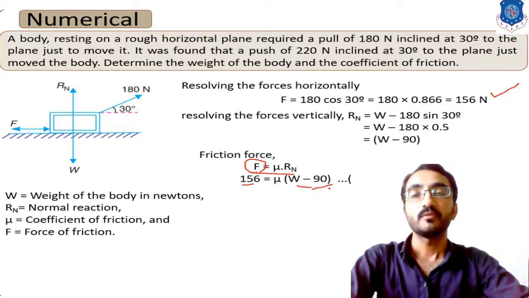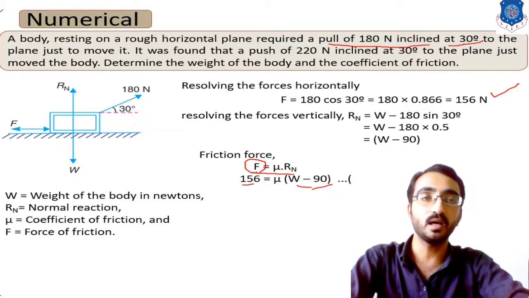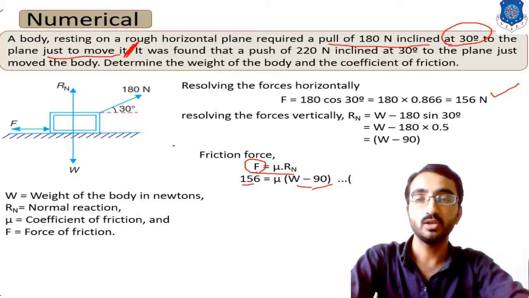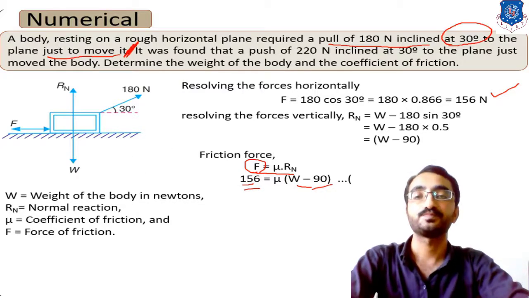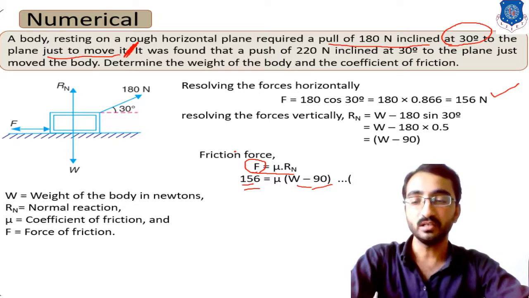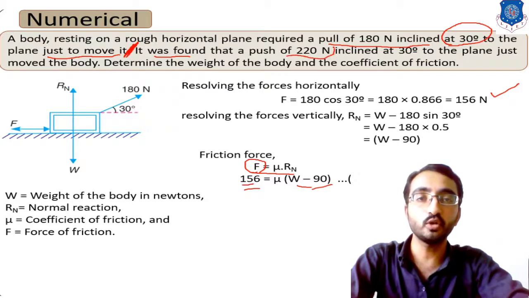Okay, now from this first condition, that when it is subjected to a pull force of 180 Newton, which is applied at an inclination of 30 degrees, the plane will just move. Okay, so using this first condition we can obtain this relation. Similarly, we can obtain a relation from the second condition. Okay, so now let's consider the second condition. Now what is the second condition? The second condition is, it was found that a push of 220 Newton inclined at 30 degrees.